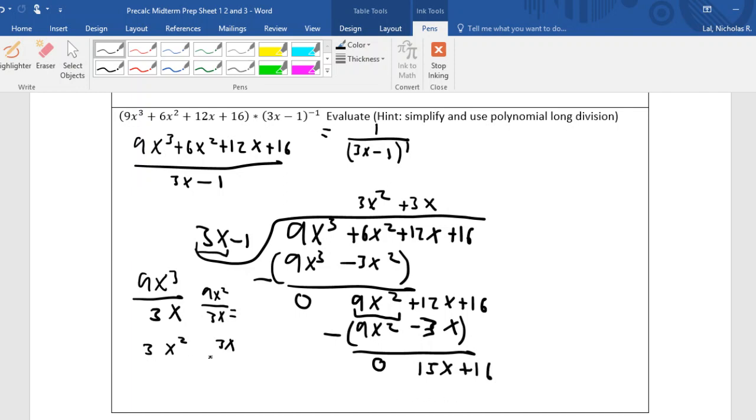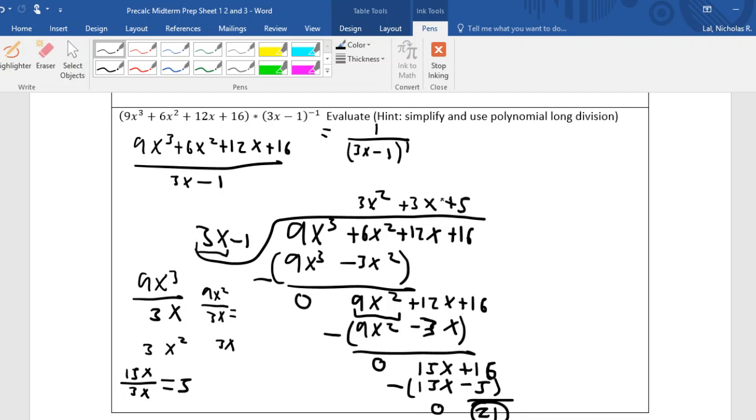And now my last term is going to be, I need a term that cancels out with 15x. So 3x times what equals 15x? 15x divided by 3x. X's cancel out. 15 divided by 3 is 5. 3x squared plus 3x plus 5. 5 times 3x is 15x. 5 times negative 1 is negative 5. Group, in parentheses, subtract. 15x minus 15x is 0. Sorry, my bad handwriting almost gave us the wrong answer. 16 minus negative 5 is 16 plus 5, which is 21.